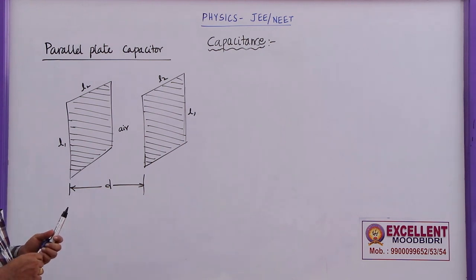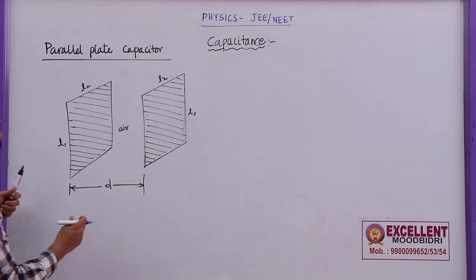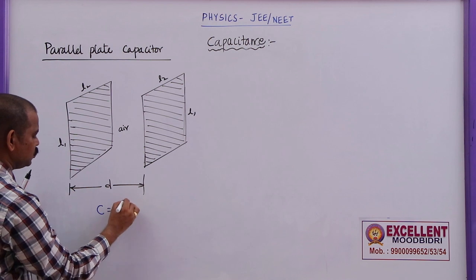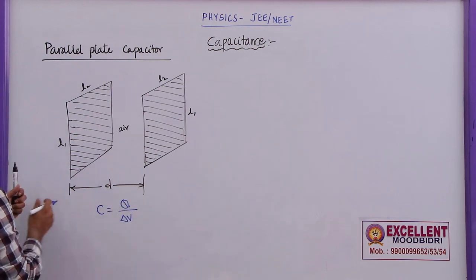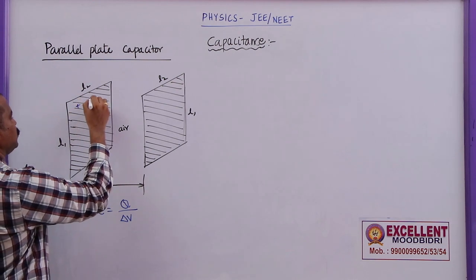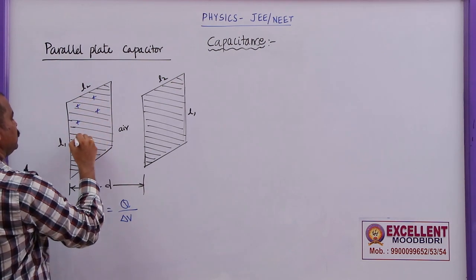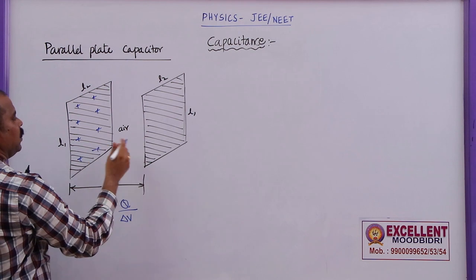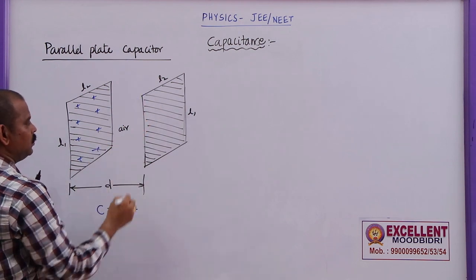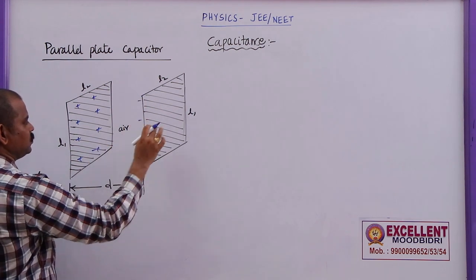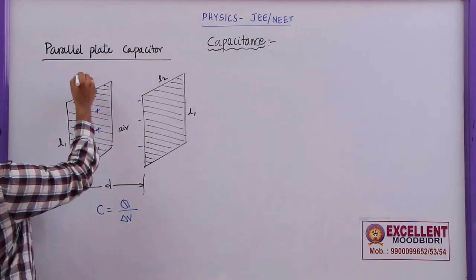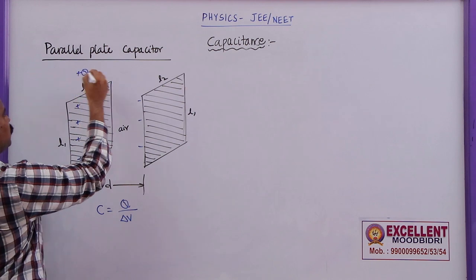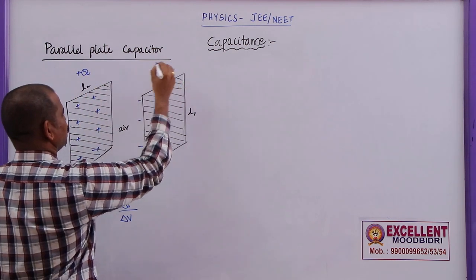To find out the capacitance, first of all we should know the potential difference between these two plates, that is Q by delta V. Let us say this surface is charged positively and the inner surface will get a negative charge, and this surface will get a negative charge as it is earthed. So, this is the arrangement. Let the total charge on this one be plus Q and on this one minus Q.